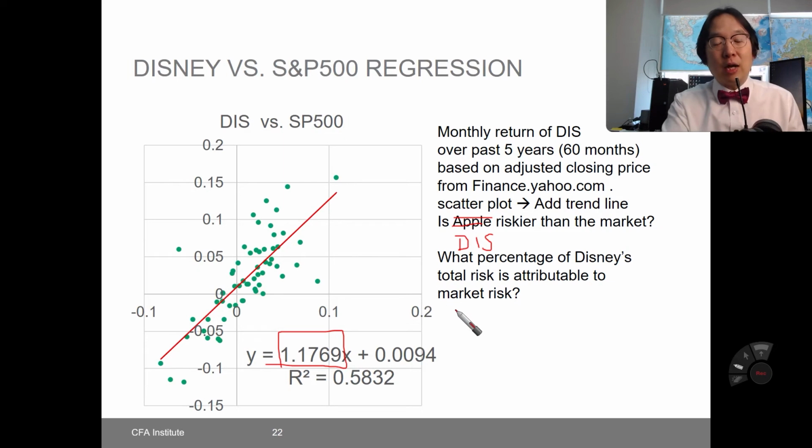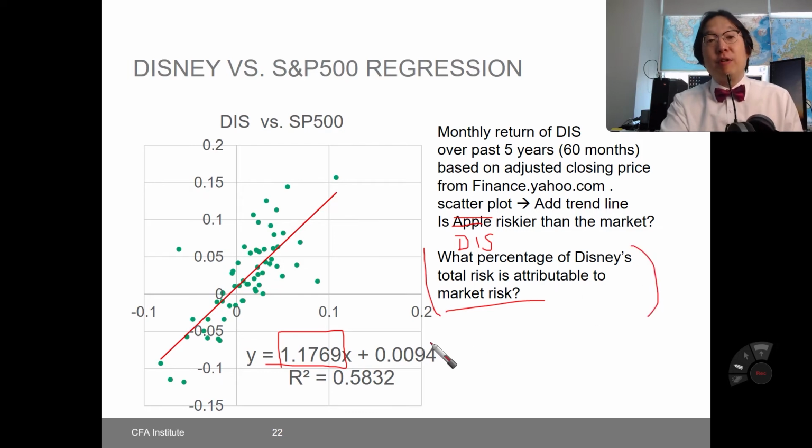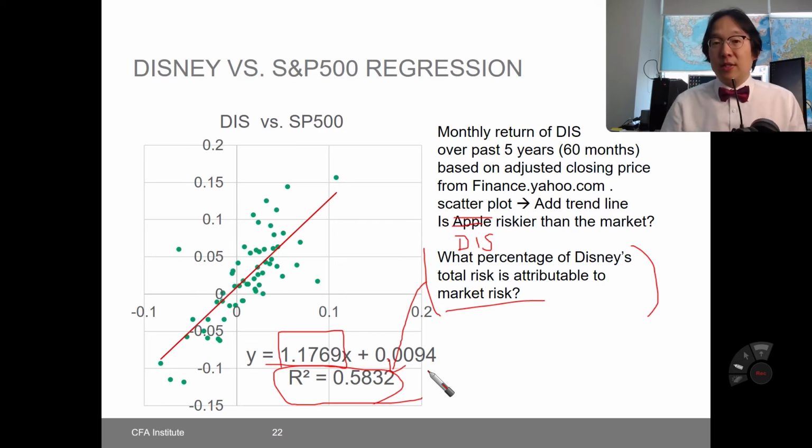Well, how can we answer this question? Well, this question itself is specific to regression setting. Well, in regression, we always get the R squared, right? This tells us about the percentage or proportion of the total risk of the stock that is explained by the explanatory variable. In this case, the market risk, right? So 58% of the total risk is explained by the market risk.